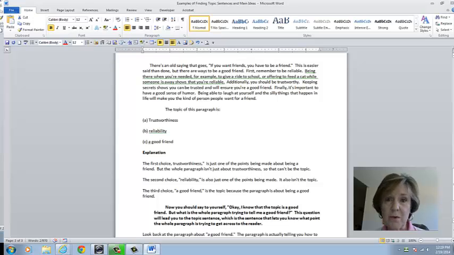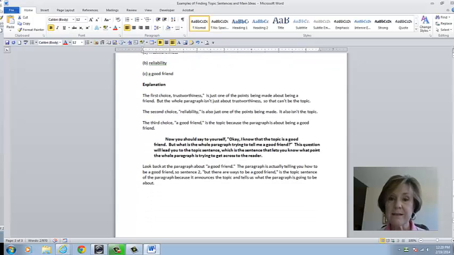Now, the first choice, trustworthiness, is just one of the points being made about being a friend, but the whole paragraph is not just about trustworthiness, so that can't be the topic. The second choice, reliability, is also just one of the points being made, so it couldn't be the topic. The third choice, a good friend, is the topic, because the paragraph is about being a good friend. Are you beginning to see how you can differentiate between the topic and the points or the supporting details about the topic? Now, you should say to yourself, okay, I know that the topic is a good friend, but what is the whole paragraph trying to tell me about a good friend?